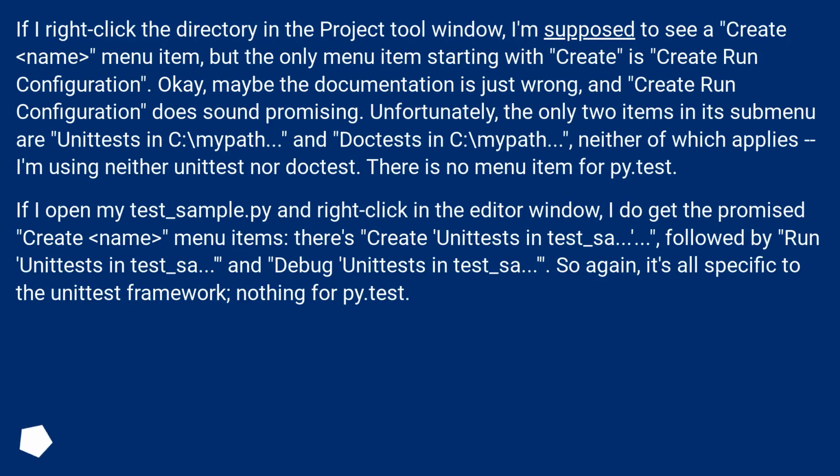If I right-click the directory in the project tool window, I'm supposed to see a create, name, menu item, but the only menu item starting with create is create run configuration. Okay, maybe the documentation is just wrong, and create run configuration does sound promising. Unfortunately, the only two items in its submenu are unittests in C:\mypath and .tests in C:\mypath, neither of which applies. I'm using neither unittest nor .test. There is no menu item for pytest.